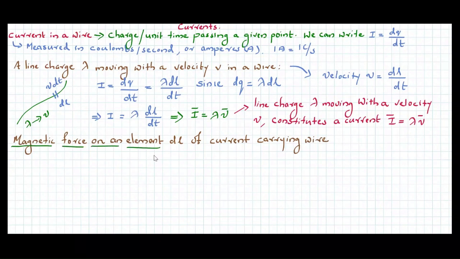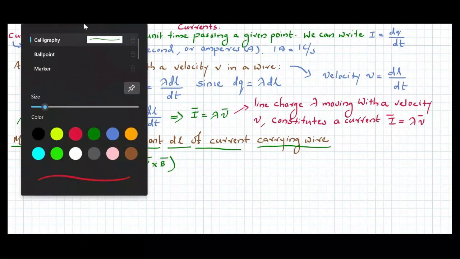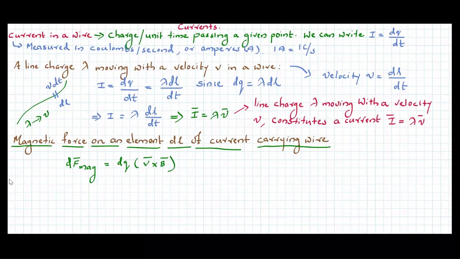Now consider a small element dl on the current carrying wire. Then what is the magnetic force on that small element dl when it is placed in a magnetic field B? We can write dF mag, the magnetic force on the element dl, as dq into v cross B. This dq into v cross B is the magnetic force on a small element dl on the current carrying wire.